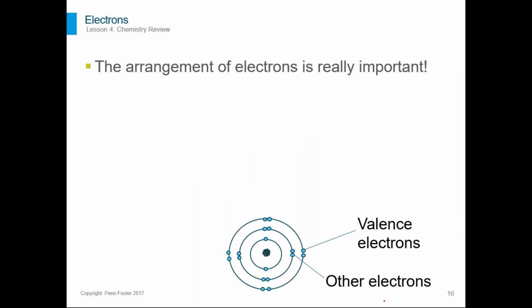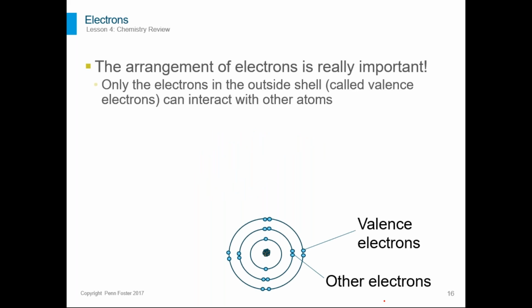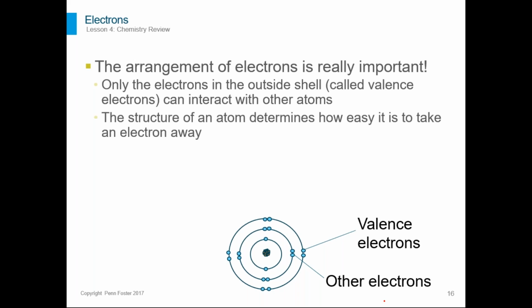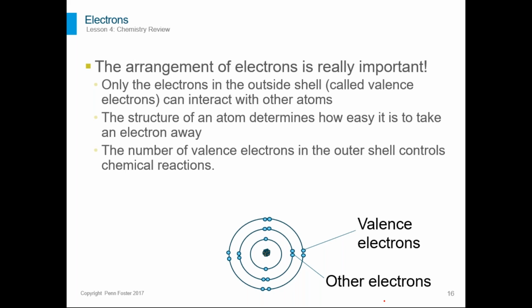The arrangement of the electrons around the nucleus is very important for 3 reasons. Like we just said, only the electrons in the outside shell, those valence electrons, can interact with other atoms. So it's important to know which ones are valence electrons, how many there are. The structure of an atom determines how easy it is to take an electron away. So basically, the farther away the electron is from the nucleus, the easier it is to remove from the atom.